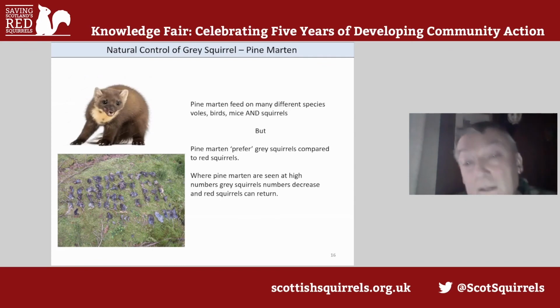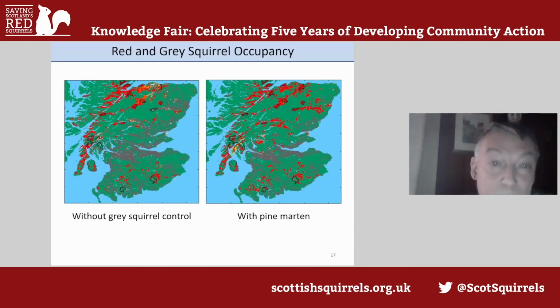And so from Emma's work and Colleen Lawton's in Ireland, where pine martens are seen at high numbers or increasing numbers, grey squirrel numbers start to decrease and reds can come back. And so here's a snapshot that we did with the model for this talk as a hypothetical. On the left-hand side, you see without grey squirrel control, and all the red areas is where red squirrels are. Where there's orange, you have red and greys, and then where you see that bluish grey color, this is the snapshot grey squirrel distribution when you start it from the known distribution and let it spread.